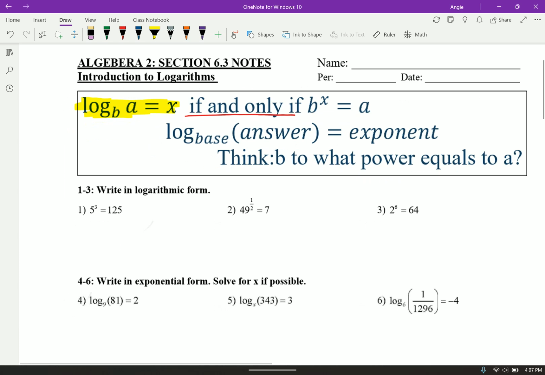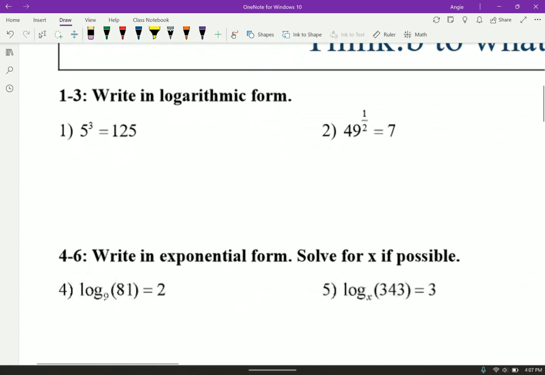Let's try the first three examples. Examples 1 to 3 say, write in logarithmic form. That means we're going from exponential form, 5 to the third power equals 125. So to write it in logarithmic form, we will start with the word log. And I want you guys to see this is your base 5. Your base is 5 in the exponential form. So that means in the log form, it's also going to have base 5.